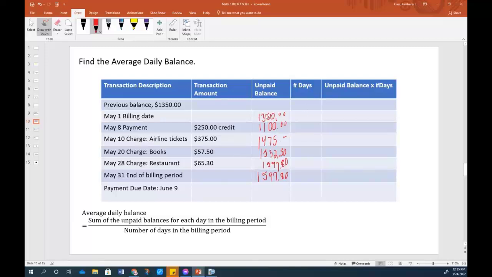Okay, the next thing you do is you look at how many days were these unpaid balances, how long did they last? So how many days of the month of May did we owe $1,350? Well, you can do some subtraction. If it changed on the 8th, 8 minus 1 is 7. And I'm just going to do this down. 10 minus 8 is 2. 20 minus 10. 28 minus 20.